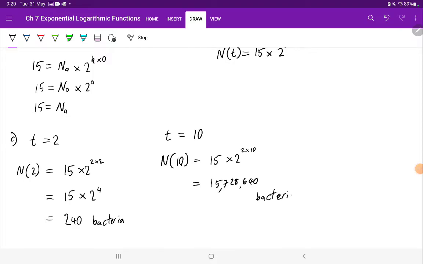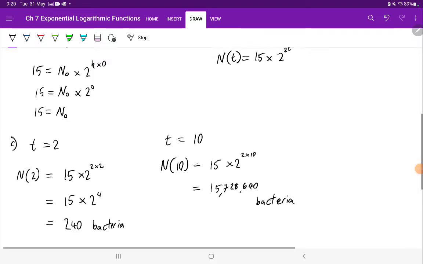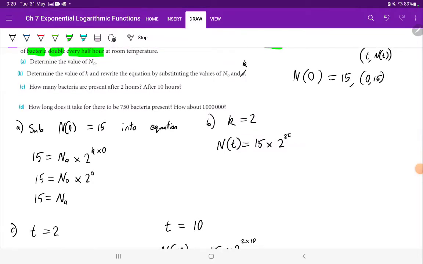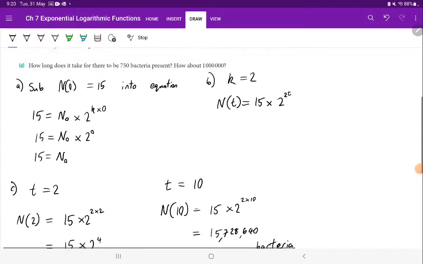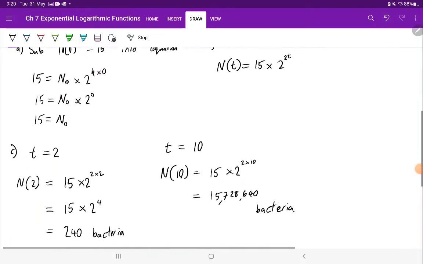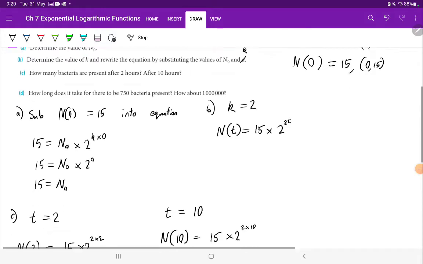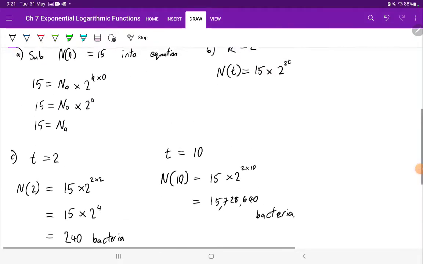You can write a little sentence. I'll leave that for you lot. So the last question is, how long does it take for there to be 750 bacteria present? Well, it's certainly going to be more than 2 hours, but it's going to be less than 10 hours. And same thing again for a million. Well, we know it's going to be more than 2 hours, but less than 10 hours. So we're looking for 2 answers in between these ones.